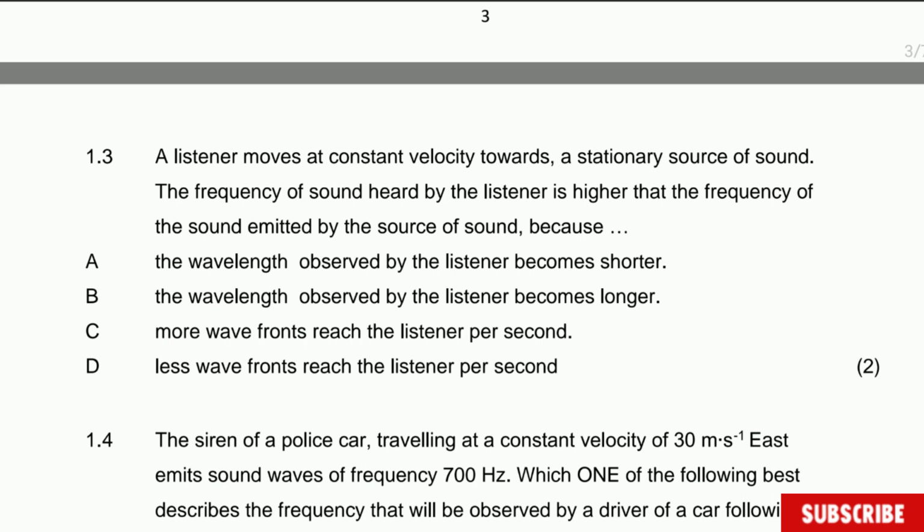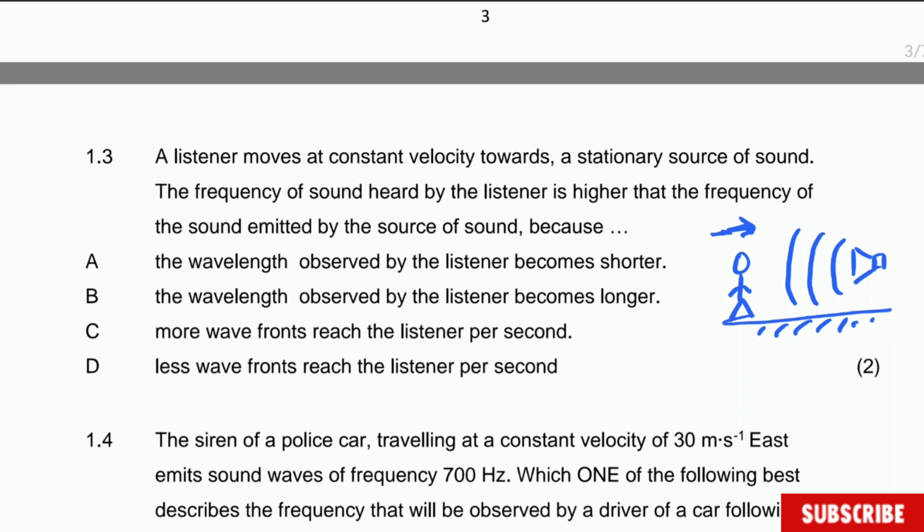Question 1.3. A listener moves at constant velocity toward a stationary source. So in this case, you have a listener, a person for instance, moving towards a source. A source could be a speaker somewhere there, and that speaker is producing sounds of a certain wavelength. This person is moving towards that source of sound. The frequency of sound heard by the listener is higher than the frequency of sound emitted by the source. You know that. Now, what is going to happen?